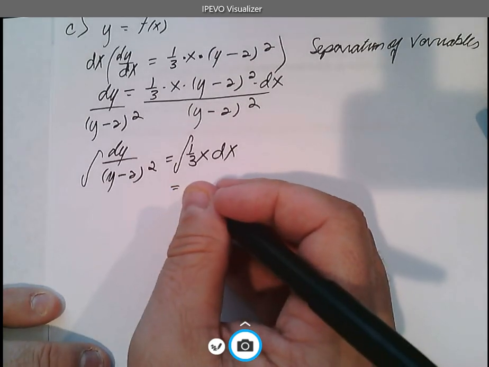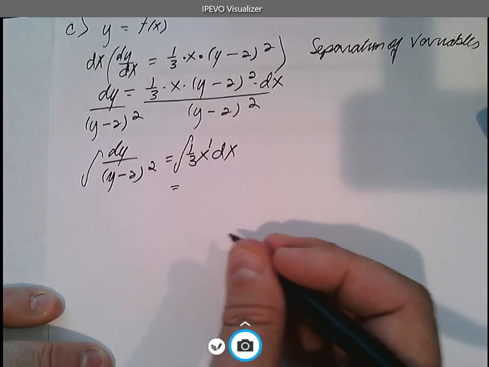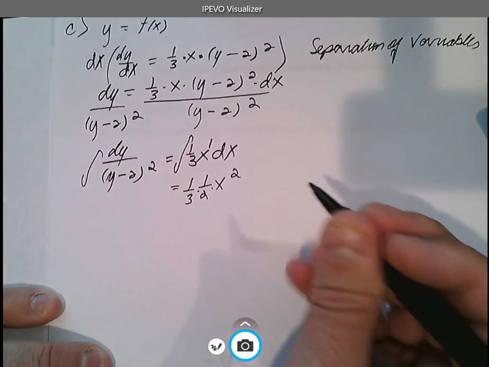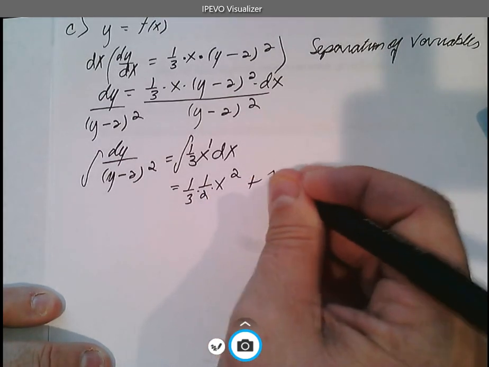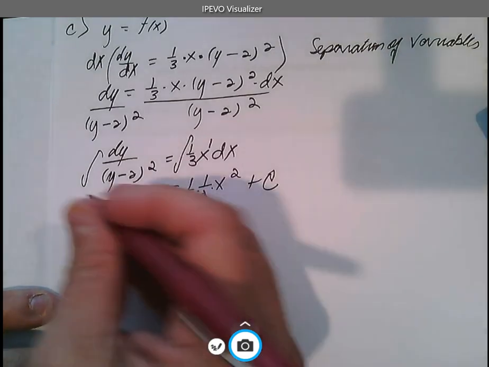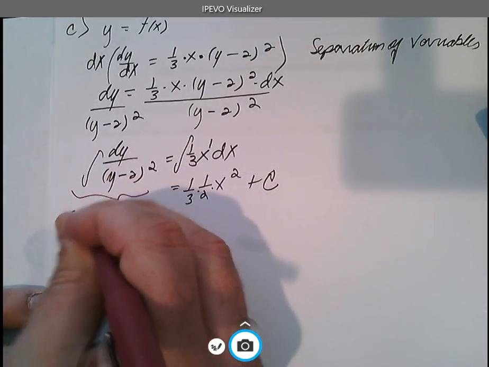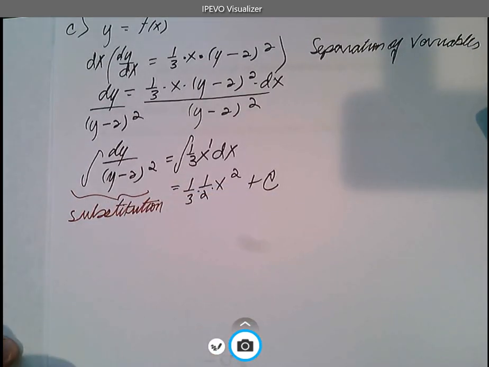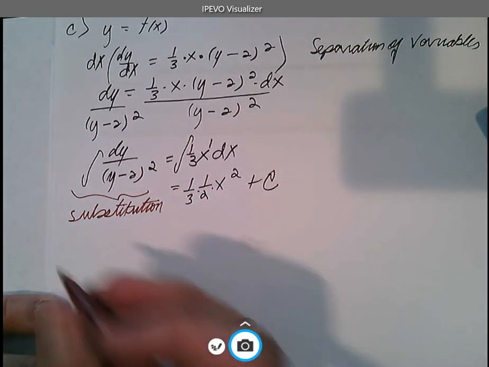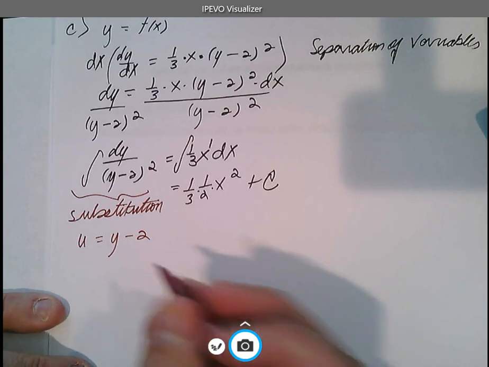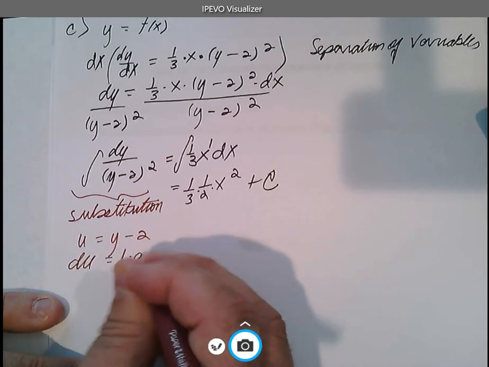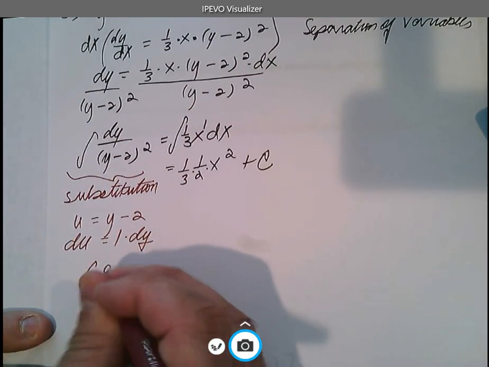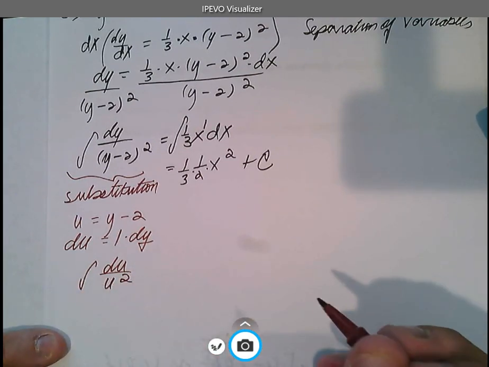The integral of 1/3 x, think about it as 1/3 x to the first power. I'm going to add 1 to the power, and I'm going to divide by the new power. So that's 1/3 times 1/2 x squared plus c. Over on this side, I'm going to do substitution. This is not an expression that I would expect you just have memorized. So let's do u substitution. I'm going to let u equal y minus 2. So du is 1 dy. The expression now becomes du over u squared.